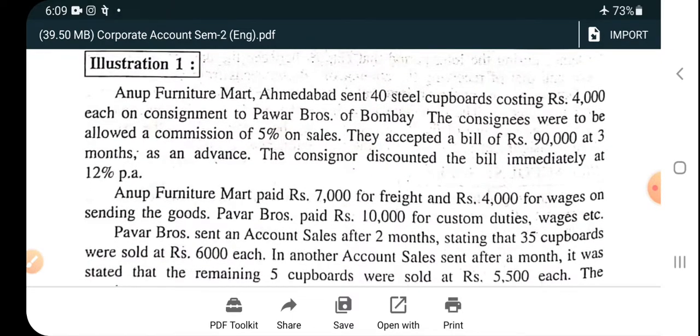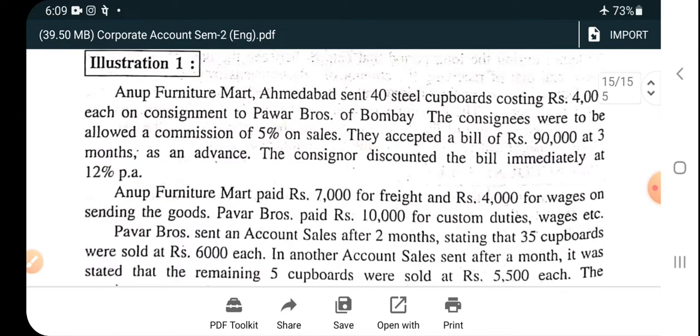In the earlier lecture, we discussed the journal entries in the book of consignor and in the book of consignee. There are two parties in the consignment account. Both the parties are doing the business of consignment with the help of each other.